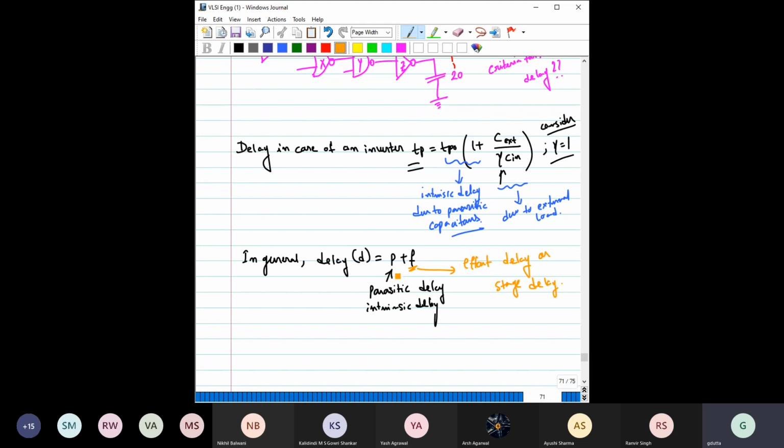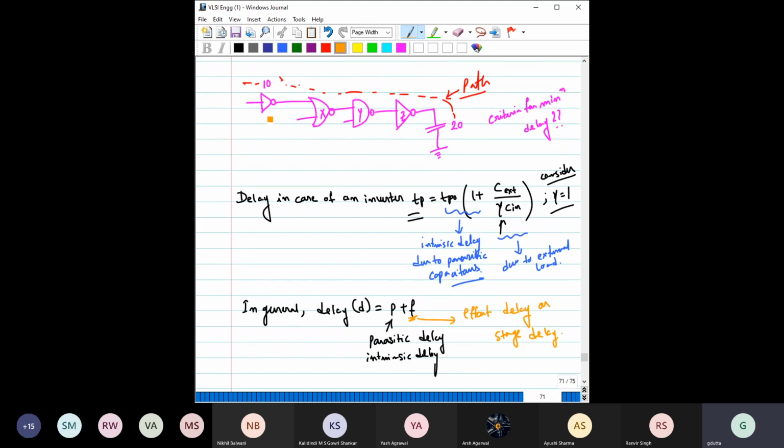This parasitic delay is completely dependent on the gate. If it is an inverter, it completely depends on the inverter. Nothing external can influence this. And what is this F? F is the effort delay or stage delay. So it depends on what the next gate is, what the complexity of the next gate is, meaning what capacitance the first gate has to drive.